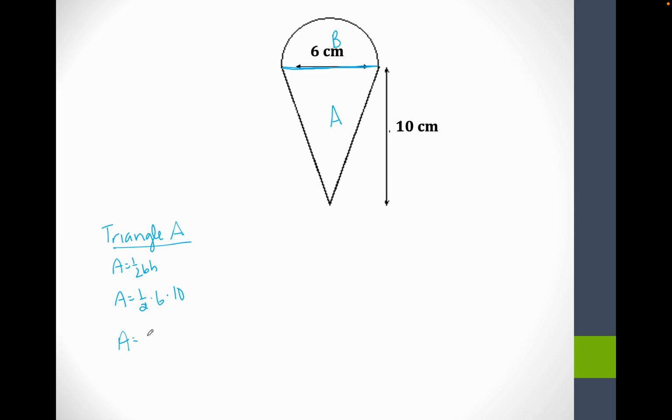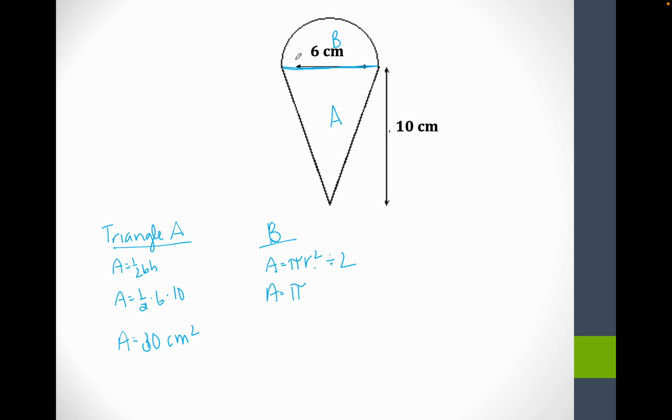Half of 6 is 3. 3 times 10 is 30 centimeters squared for the triangle. Then we're going to do the semicircle, which is shape B. Our circle formula is pi times the radius squared, but this is a semicircle, which is half. So we're going to need to divide that answer by 2, because the formula for a circle will give us a full, complete circle, and we only want half of that.